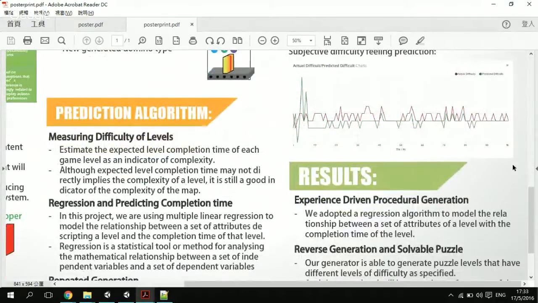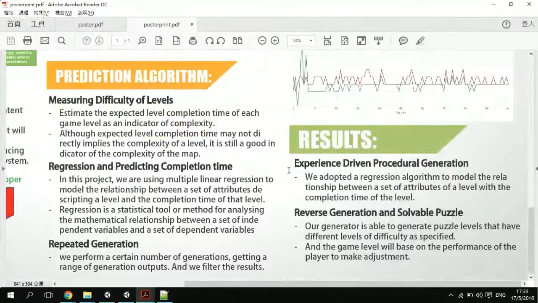So as a result, we have implemented the concept of experience-driven procedural content generation. We are using a regression algorithm to predict the completion time of every generated level to control the timer and control the experience of the players. And we are extending our game by adding more dominoes and using reverse generation to generate solvable puzzles.